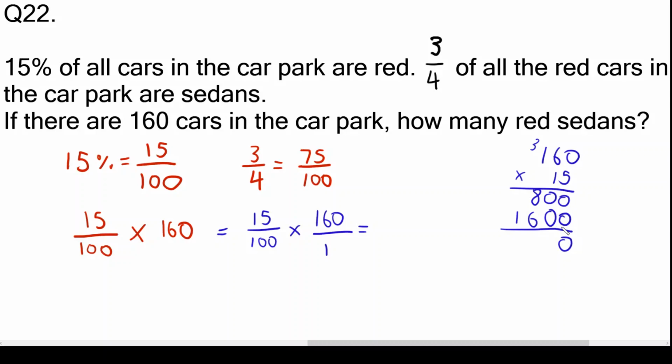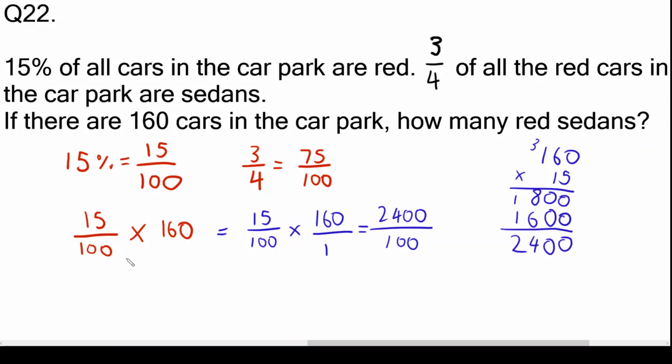Now we add them up. 0 plus 0 is 0, 0 plus 0 is 0. 8 plus 6 is 14. Put down the 4, carry the 1. 1 plus 1 is 2. Okay, so there's our numerator, 4,200 over 100 times 1. That's just 100.